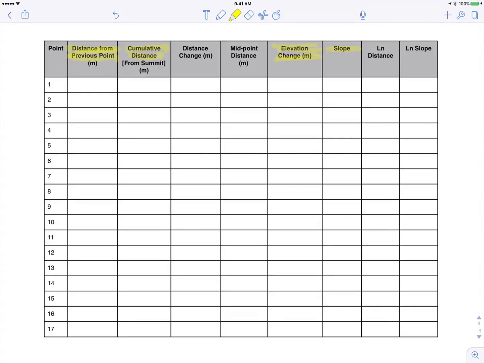Once we have the slope and the midpoint distance, we can then take the natural log of the midpoint distance, and that's going to be that one there, and the natural log of the slope, and then we will have the values to put in those, and this would be what we would actually end up plotting. So let's look at what this might look like in the real case.